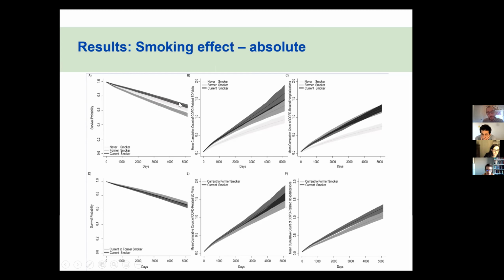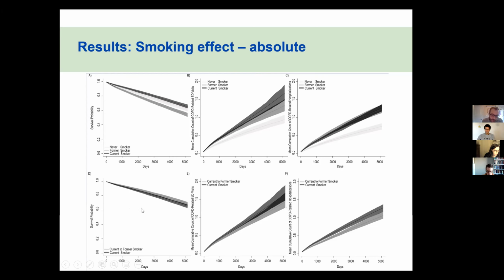Why are current smokers more likely to survive than people who have never smoked? But to be diagnosed with COPD and never have smoked, that would have put you into an older age category, or with a different comorbidity profile that could put you at a risk of dying earlier. So that would explain the differences across these curves. And if you were to look at the mean cumulative count of COPD-related visits, you would see that despite the fact that smokers would live longer, they would experience a lot of hospitalizations and a lot of ED visits compared to never smokers. And that's the top row.